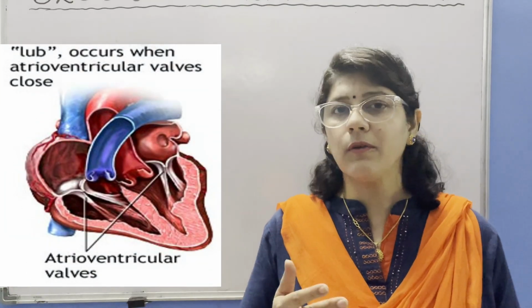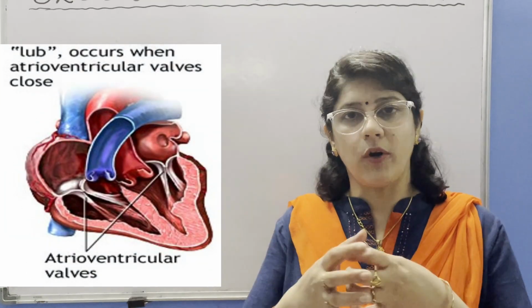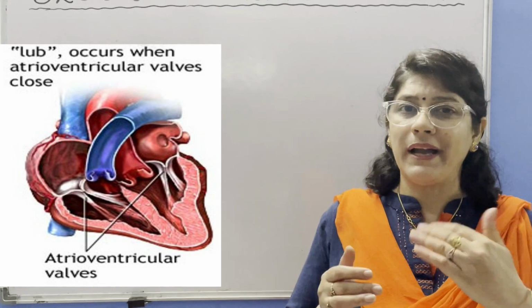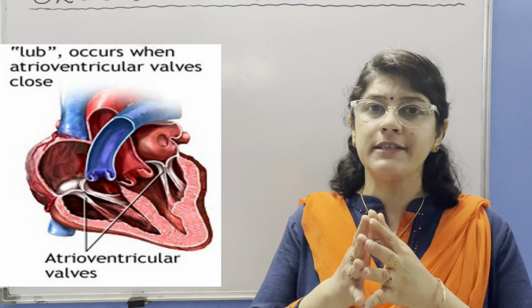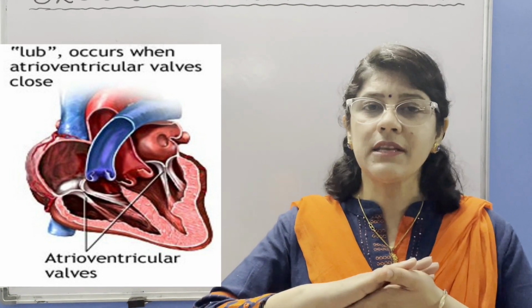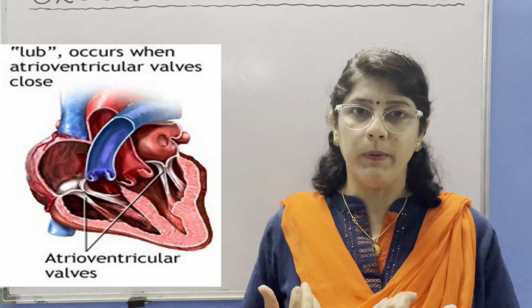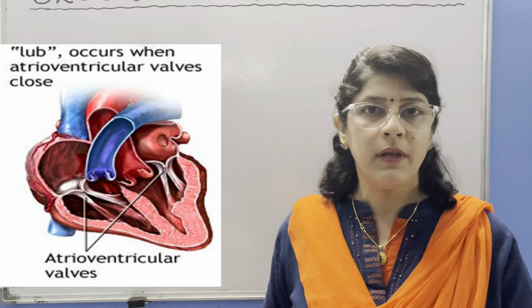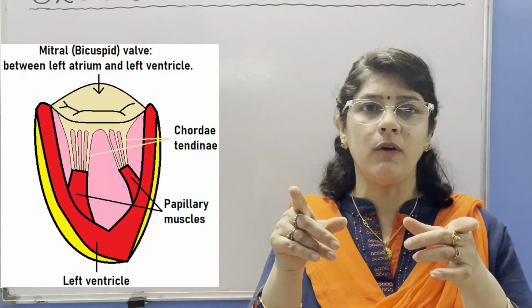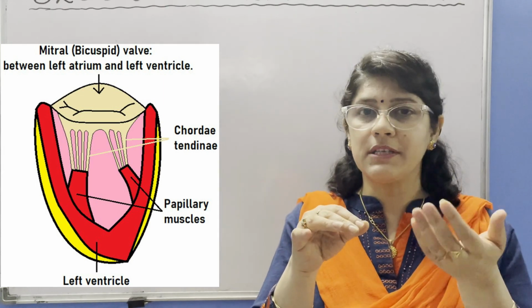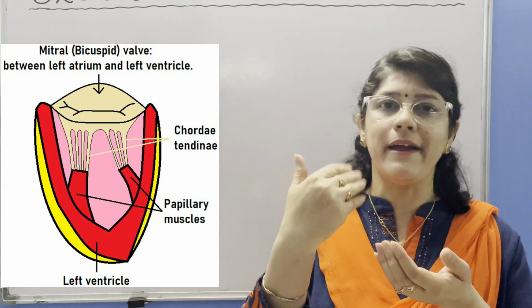Next is ventricular systole, in which ventricles contract and our bicuspid and tricuspid valves close with a jerk, creating a sound lub. At this time, semilunar valves are open and blood passes through them, but chordae tendineae hold the bicuspid and tricuspid valves in their position, preventing the backflow of the blood into the atria.